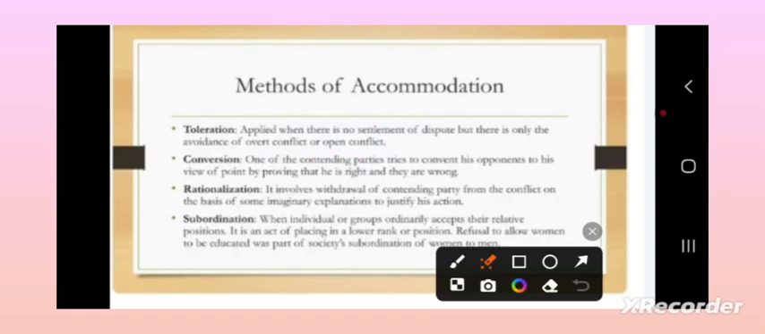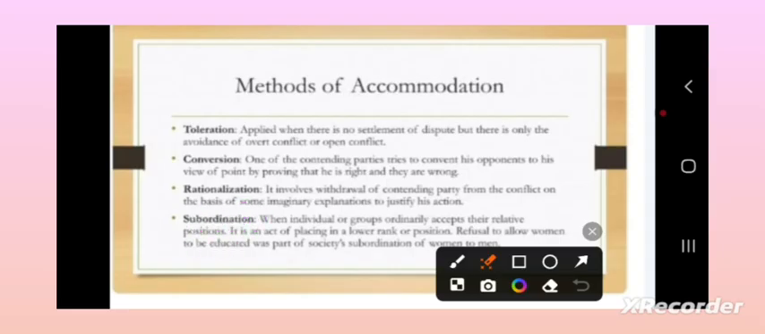Conversion. This is the method where one side convinces his opponents to his view of a point by proving that he is right and they are wrong. Rationalization. This is an intellectual or psychological escape from the conflict on the basis of some imaginary explanation to justify his action. This often refers to self-justification to cope with a loss or failure.